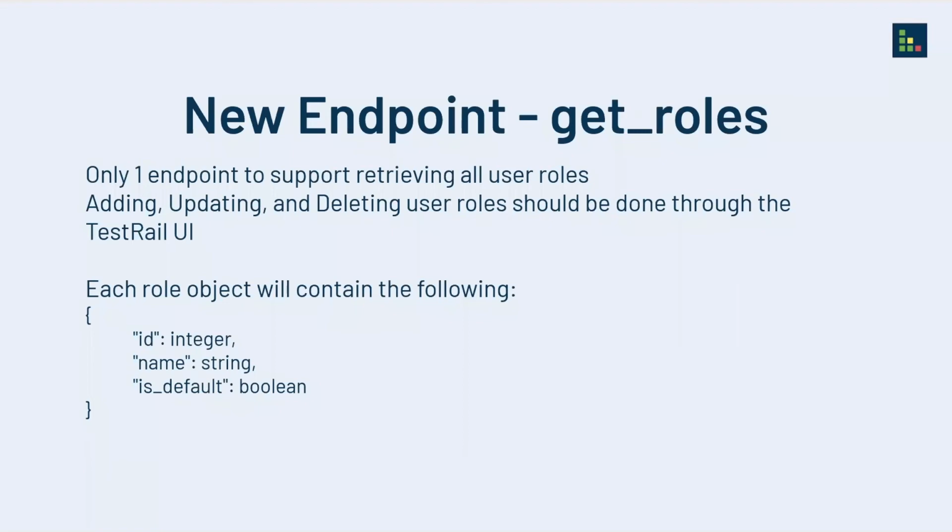Providing that information via the API wouldn't be a very user-friendly experience. We would just suggest naming your user roles accordingly to match the permissions that you've assigned to them. But if you need to manage the permissions for your roles, this still needs to be done through the UI.